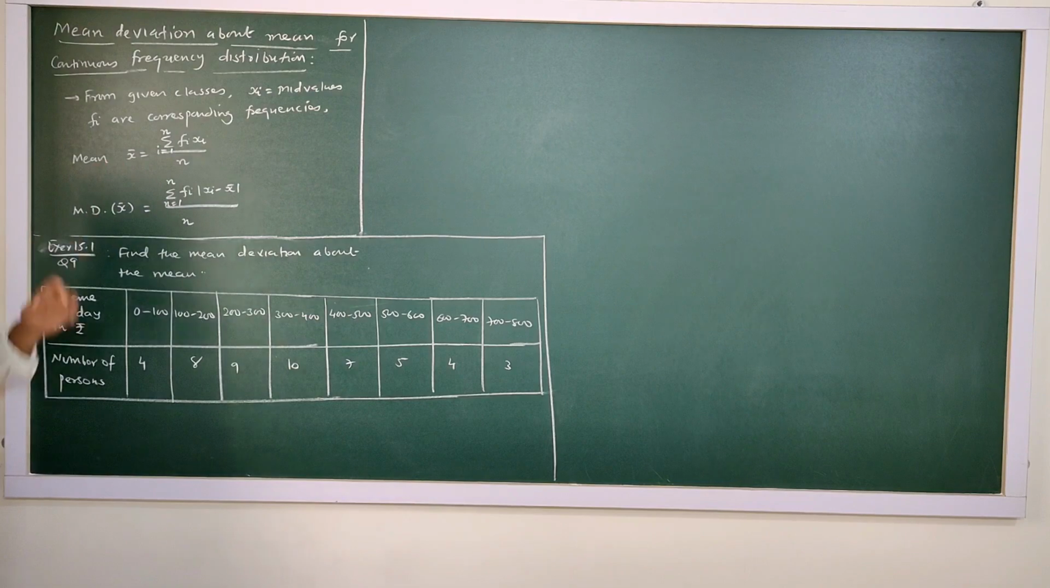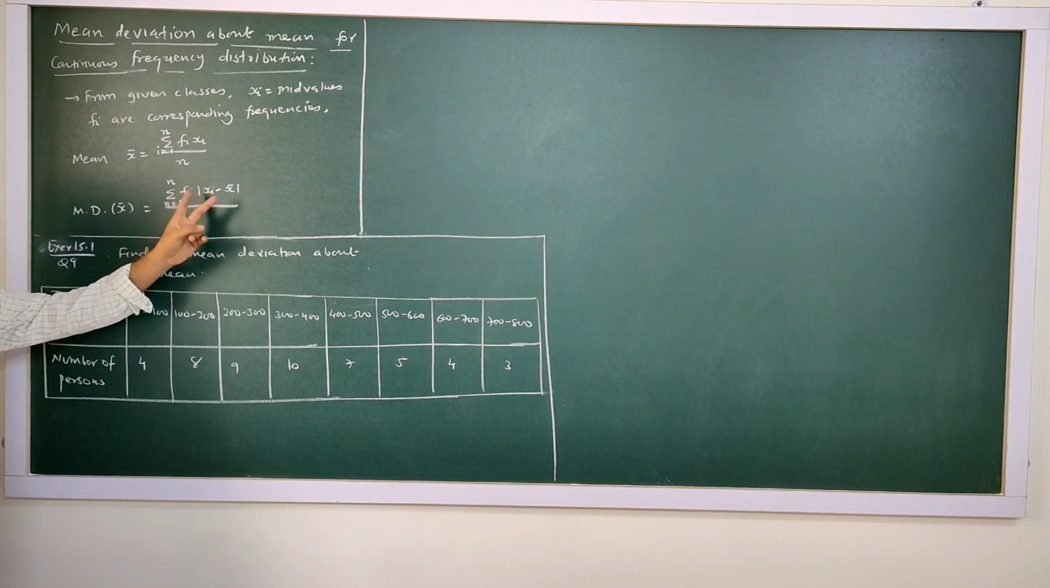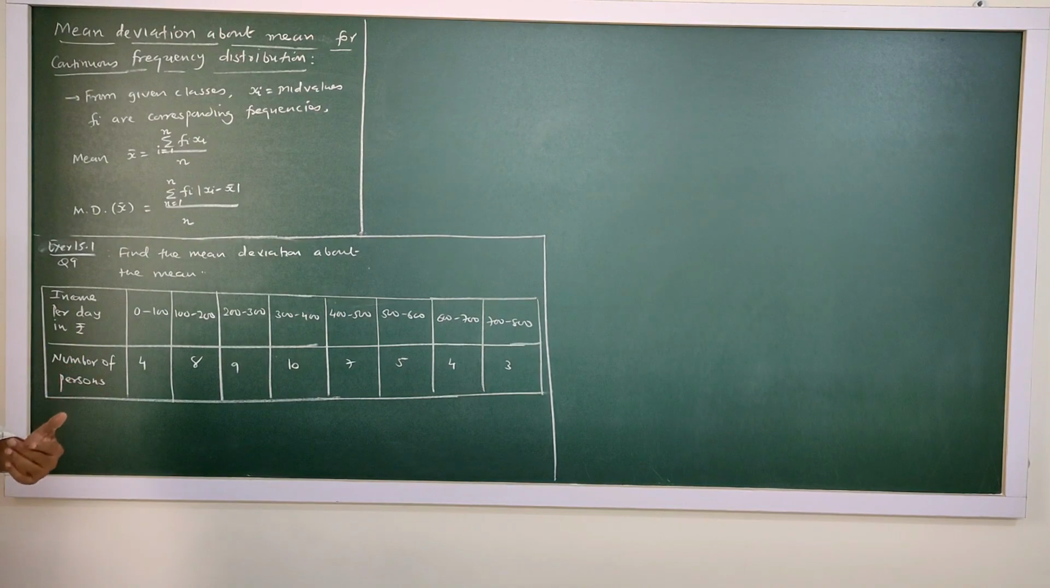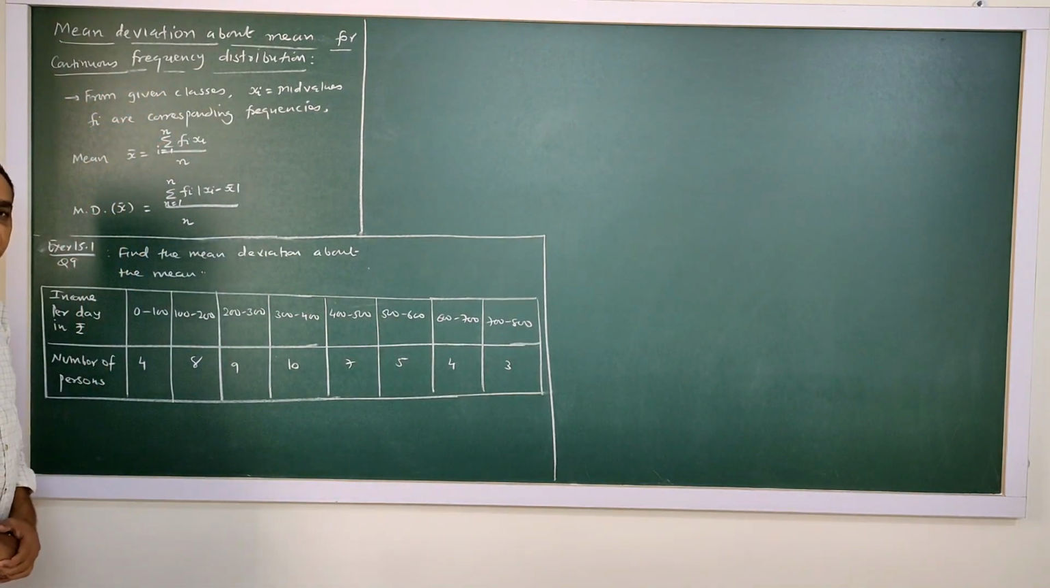And after finding x bar, mean deviation about a mean is sigma Fi into modulus xi minus x bar upon n. Same formula which was for discrete frequency distribution. See, discrete frequency distribution and continuous frequency distribution formula is same.